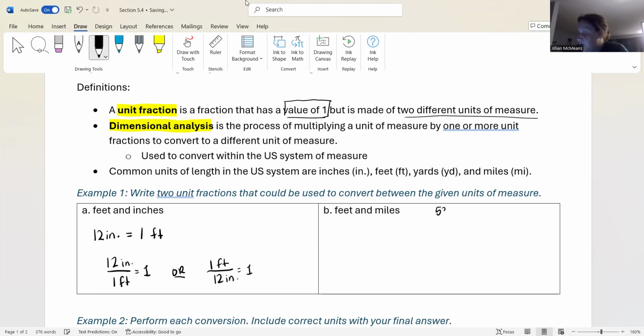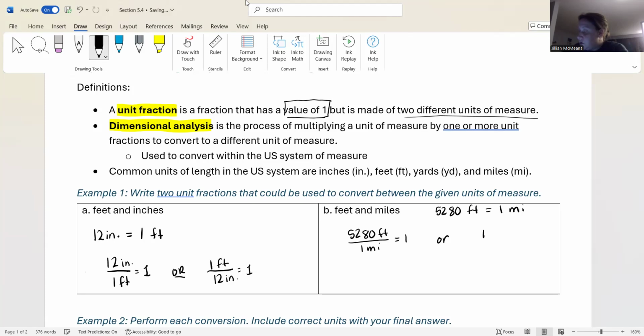So I happen to know that there are 5,280 feet in exactly 1 mile. Okay, so how would I write unit fractions? Well, I could write 5,280 feet over 1 mile. These represent the exact same distance, so this technically equals 1.